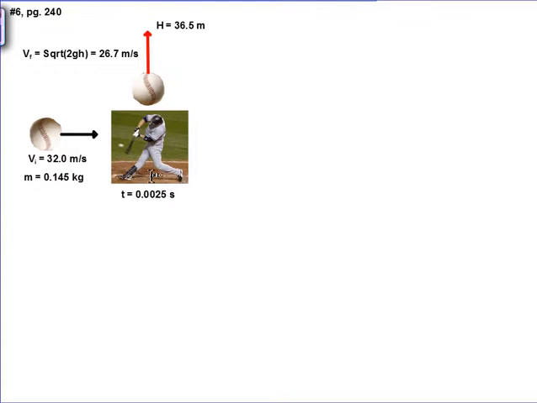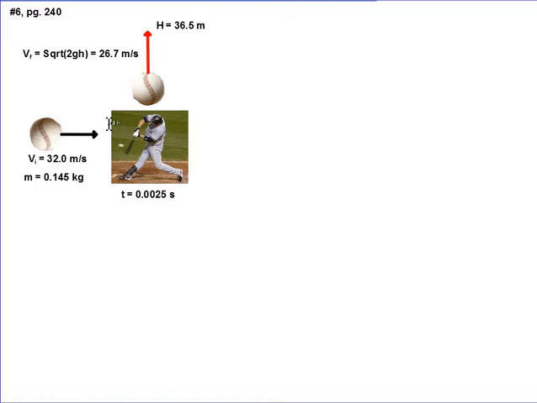Okay, so here's the basic premise for problem number 6. We have a baseball being pitched at 32 meters per second. It comes in, the batter hits the ball and pops it straight up into the air. They tell us the ball will go up 36.5 meters from the point of contact, and then they're asking, if the ball was in contact with the bat for 0.0025 seconds, just what is the average force acting on the ball by the bat during that collision?